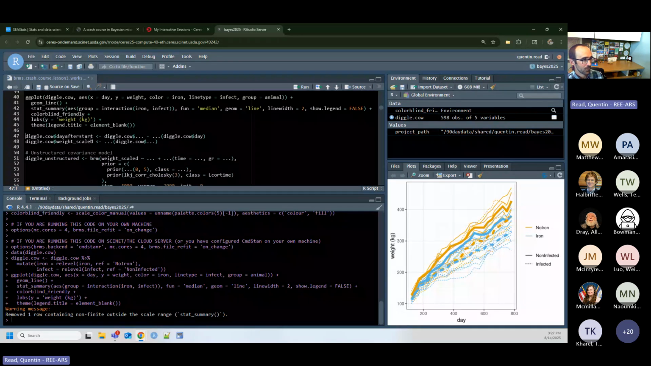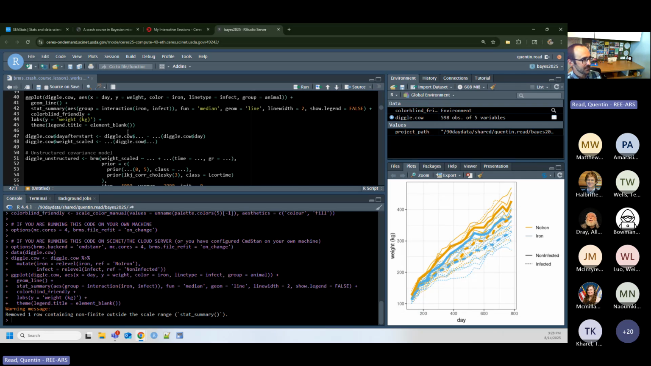Okay, now, one thing that you don't necessarily always have to do with a classical statistical model approach, but is very useful in Bayesian, is to scale the predictor and response variables. You can see that the day variable goes from something like 100 up to 800, because they started the study when the cattle were already several months old.